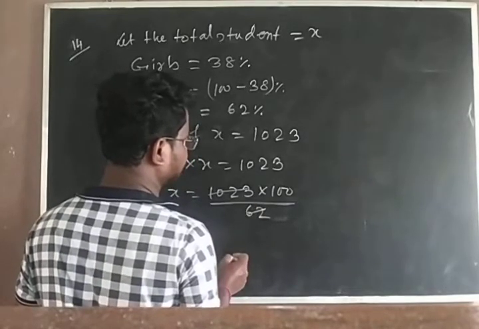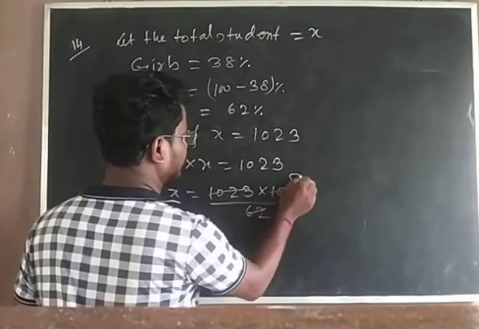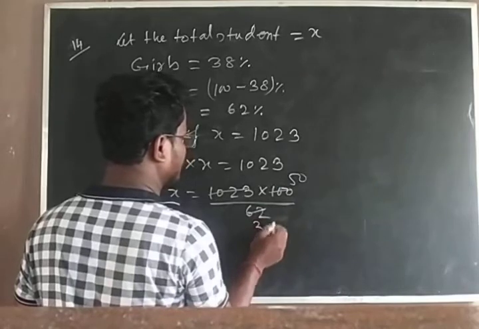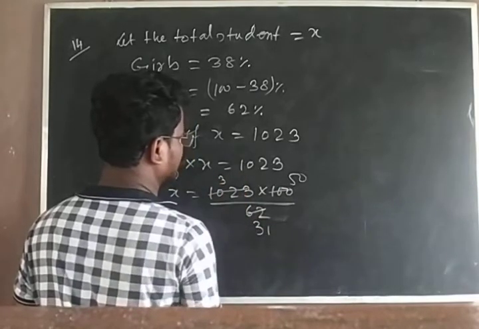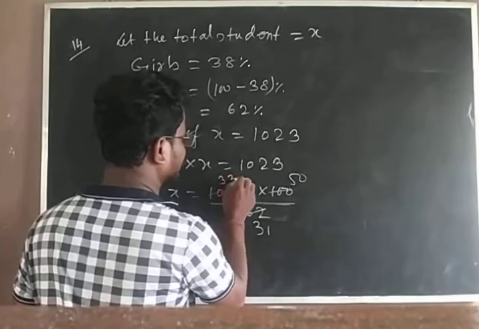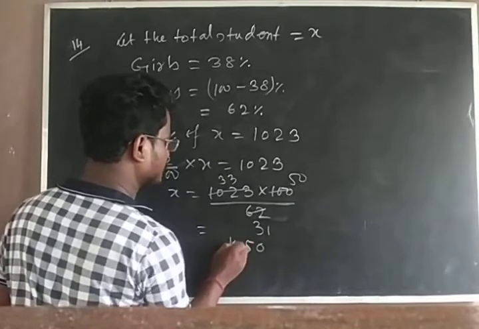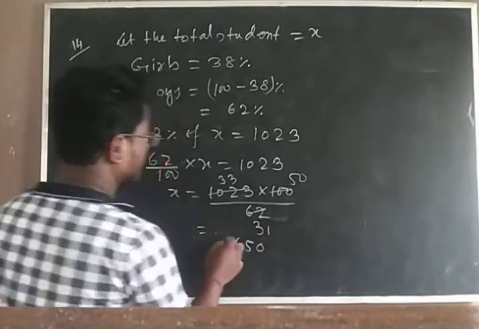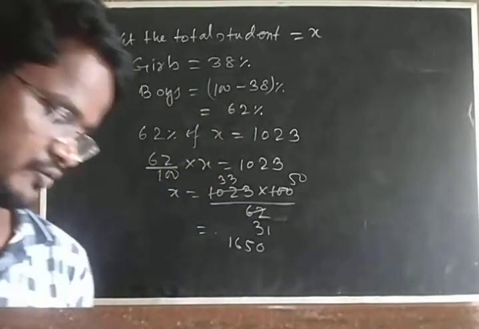Cut it. 50, 31, 3, 93, 3, then 0. 1650. The total number of students in the school is 1650. Okay.